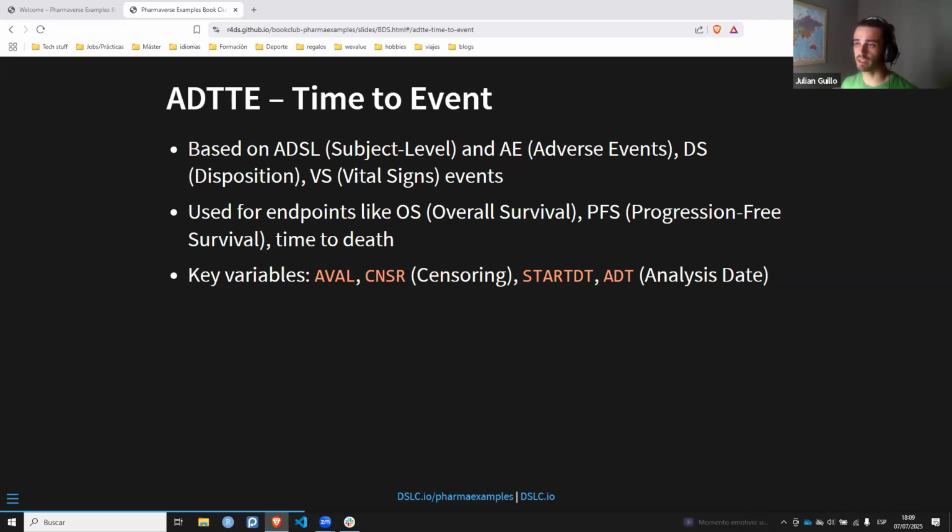So this one is used for things like the overall survival or the progression-free survival, like the time without the disease progressing further, and the time to death, for example. And it has some key variables like censoring or analysis date or start date or something like that.